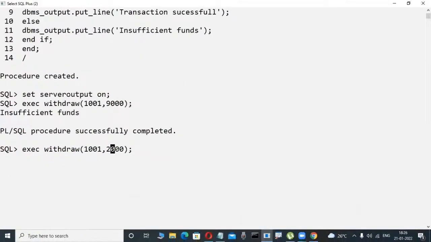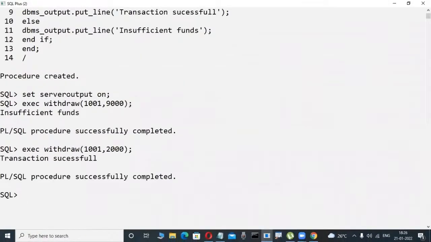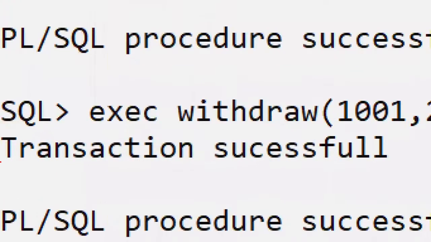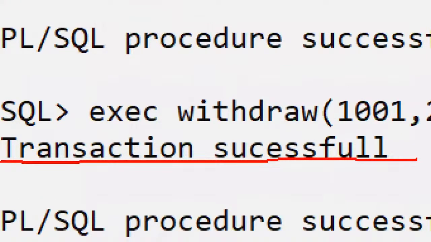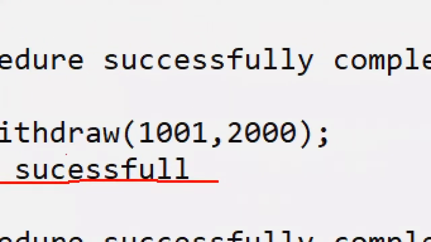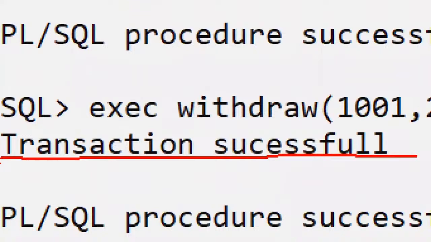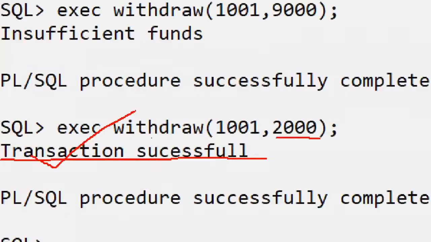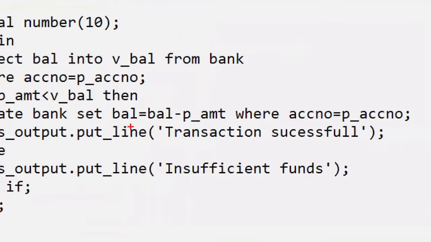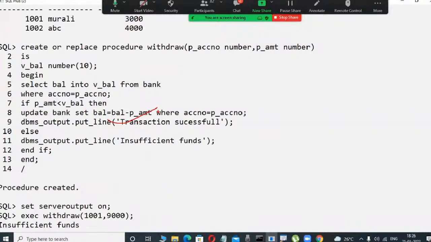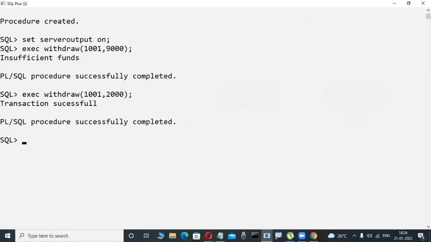Now whenever I'm executing, I want it to automatically display "transaction successful." Maybe you are trying to withdraw 2,000 rupees from 3,000 rupees. Is it possible or not? The transaction is successful. How is it possible? Here I'm writing the code. Really, is it affected in the table or not? It must be affected in the database; then only is your banking system okay.